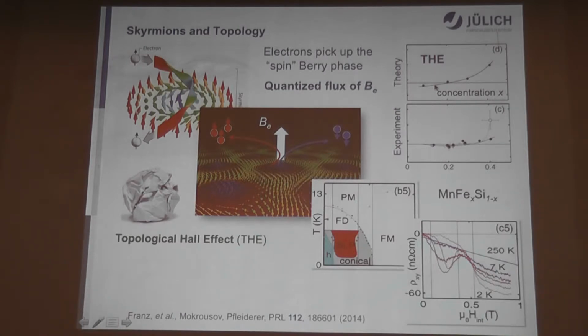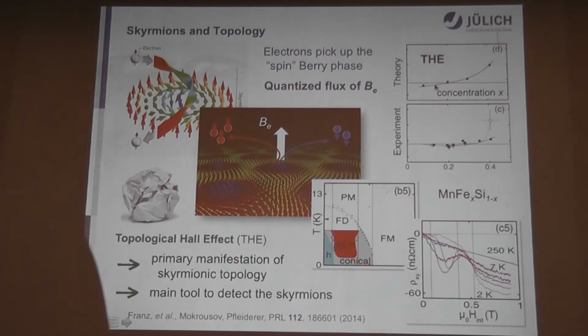And what we see is a very nice agreement between the two sets of data, which actually allows me to say that indeed there is topological Hall effect, and it comes from what we think it comes, and that is a main tool to detect the skyrmions.